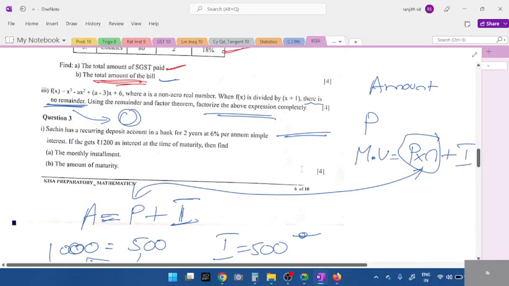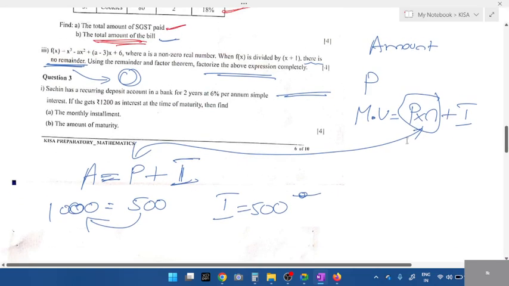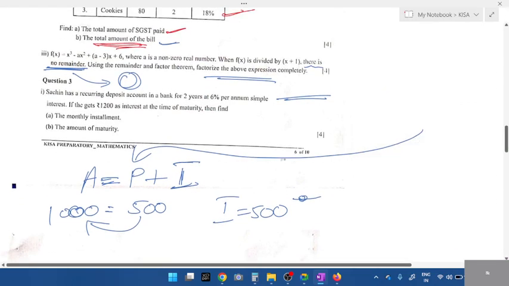Amount and principal value. Okay. I'll explain and we'll skip this. We have done a lot of questions like this. We'll skip. If not, better try it. All of you be quick. Complete it.